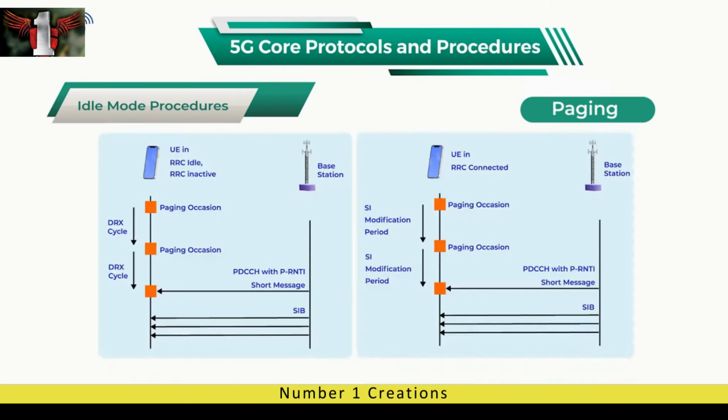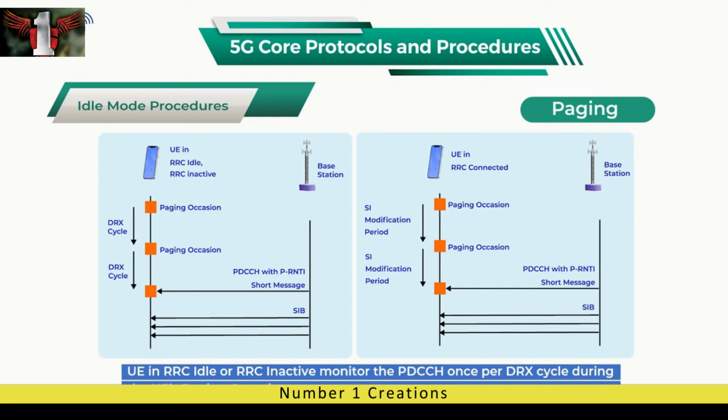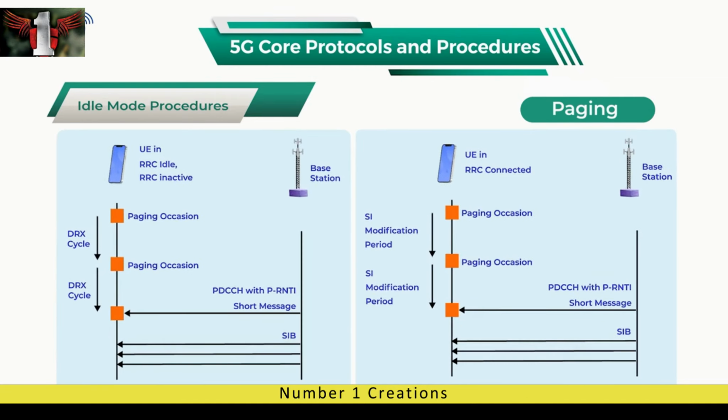UE in RRC idle or RRC inactive monitor the PDCCH once per DRX cycle during the UE's paging occasion. UE in RRC connected monitor the PDCCH once per system information modification period during any paging occasion. This assumes the UE has been configured with a common search space to monitor paging within the active bandwidth part. If the UE is paged with a system information change notification, then the UE reacquires the system information from the start of the next modification period.